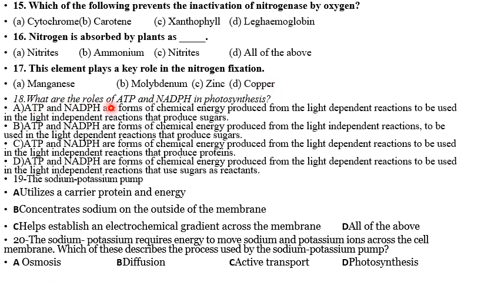Number 18. What are the roles of ATP and NADPH, the nicotinamide, in photosynthesis? Option A: ATP and NADPH are forms of chemical energy. Or ATP and NADPH are forms of chemical energy produced from the light independent reactions. Or option C, or option D?